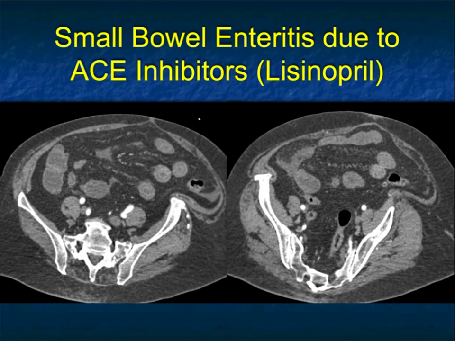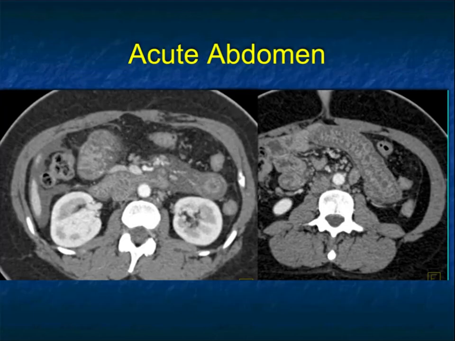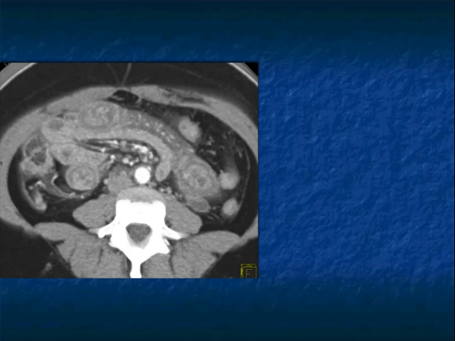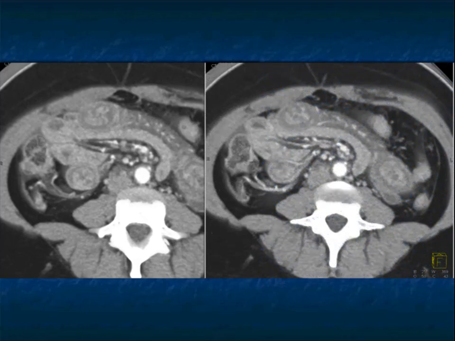Well, just coincidentally, this patient started hypertensive medication within a day or so, and this was lisinopril, which is an ACE inhibitor, and you can get acute small bowel enteritis from ACE inhibitors. You can get the most impressive examples. Look how thickened the small bowel is in this patient presenting with an acute abdomen. The bowel loop is thickened, with mucosal enhancement, prominent vessels, really, really impressive.